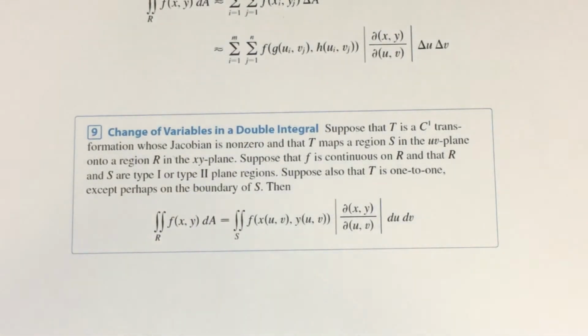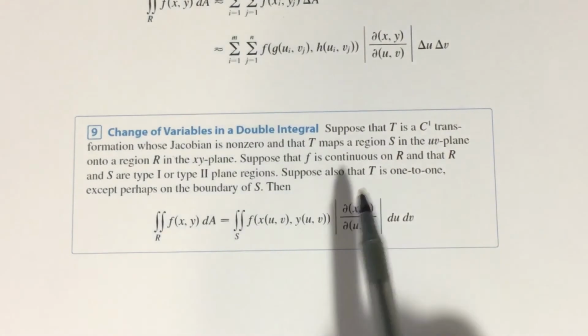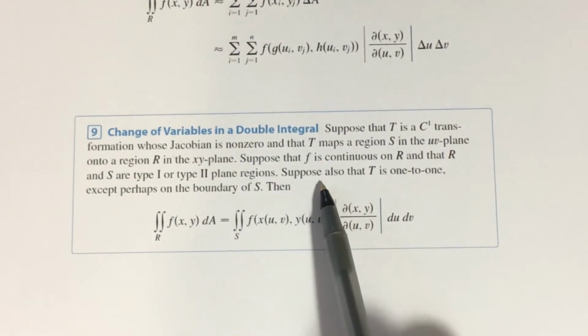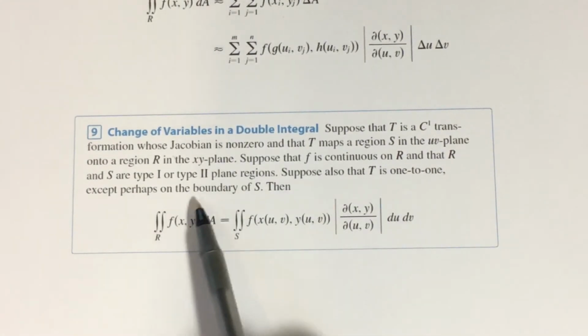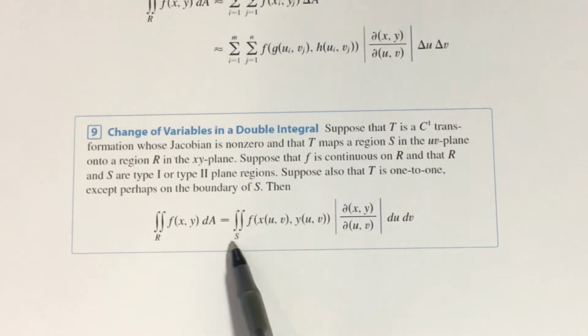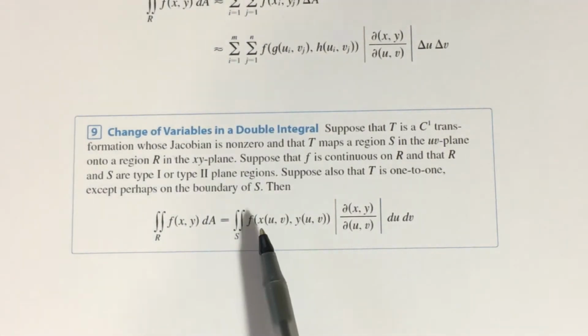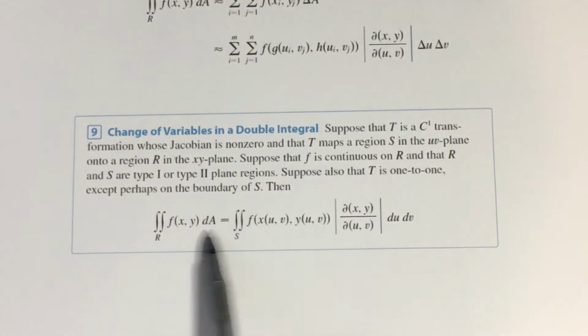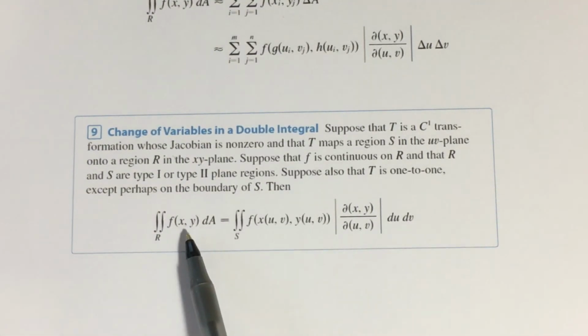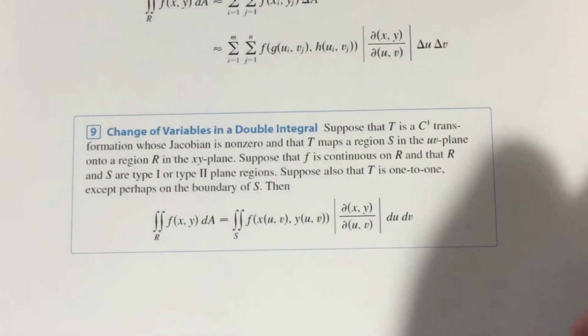The examples that we work through are all going to be met just by default. T also has to be 1-to-1. It says except perhaps on the boundary of S. Again, that's not something we're going to have to worry about explicitly for the examples we look at. Then we can perform this change of variables to evaluate this integral.